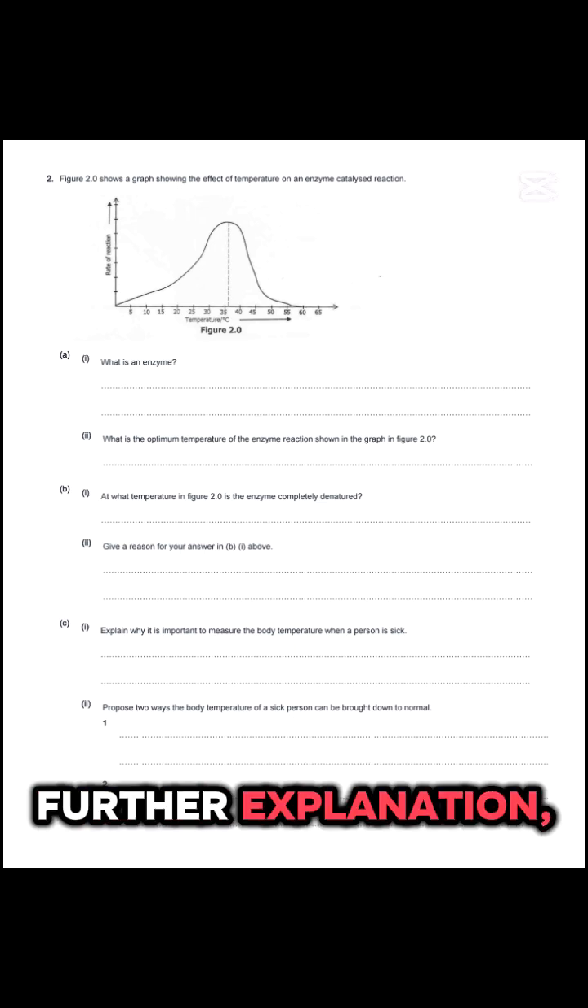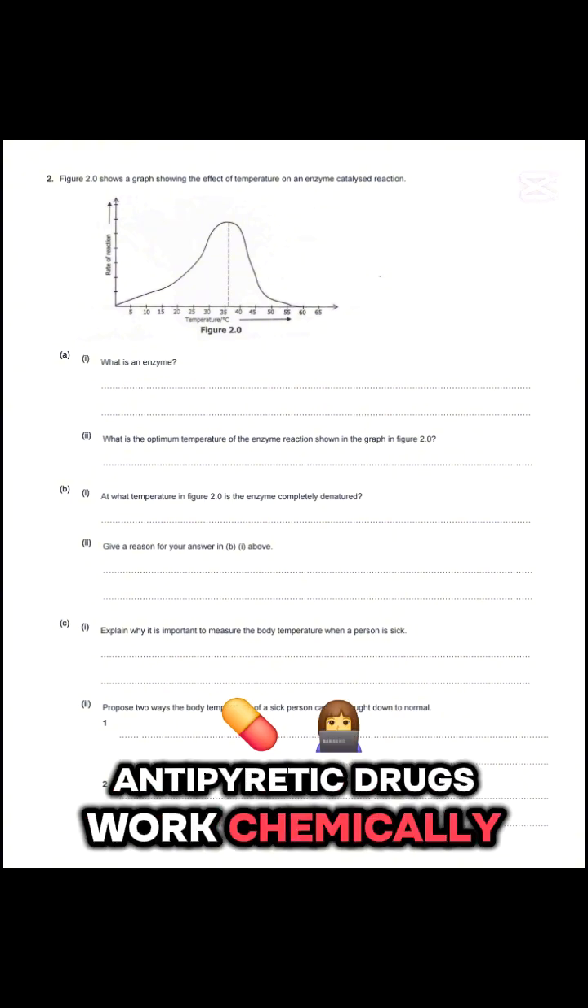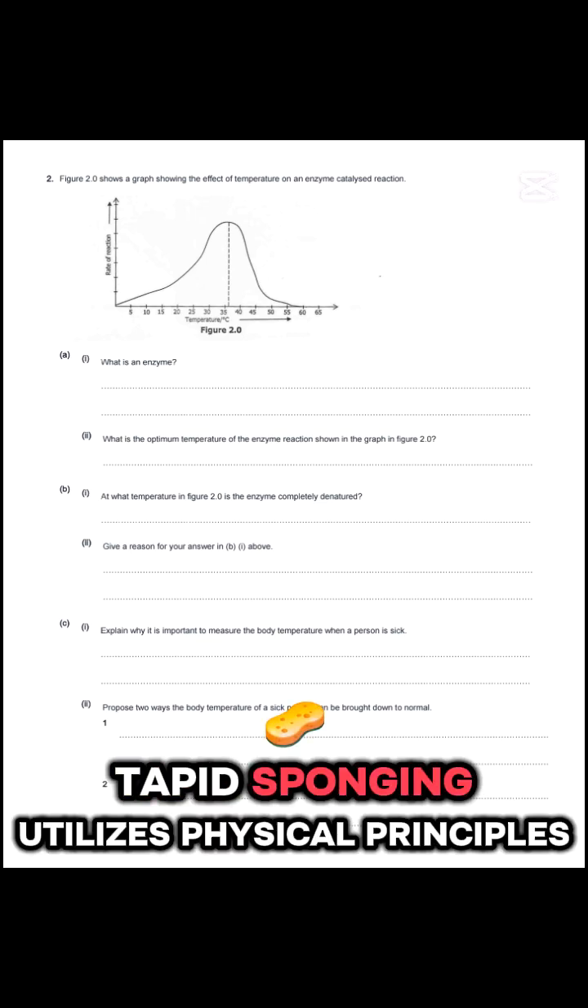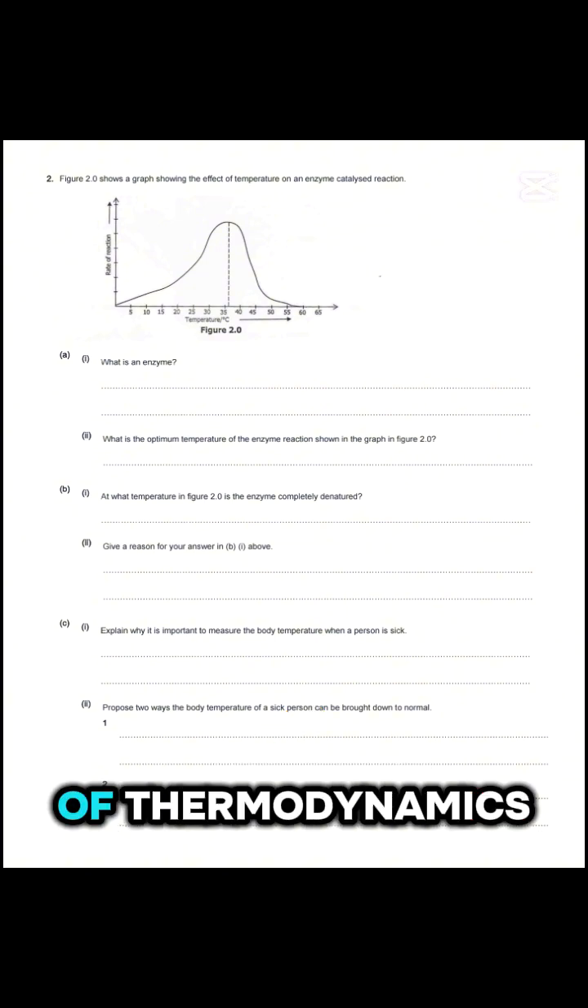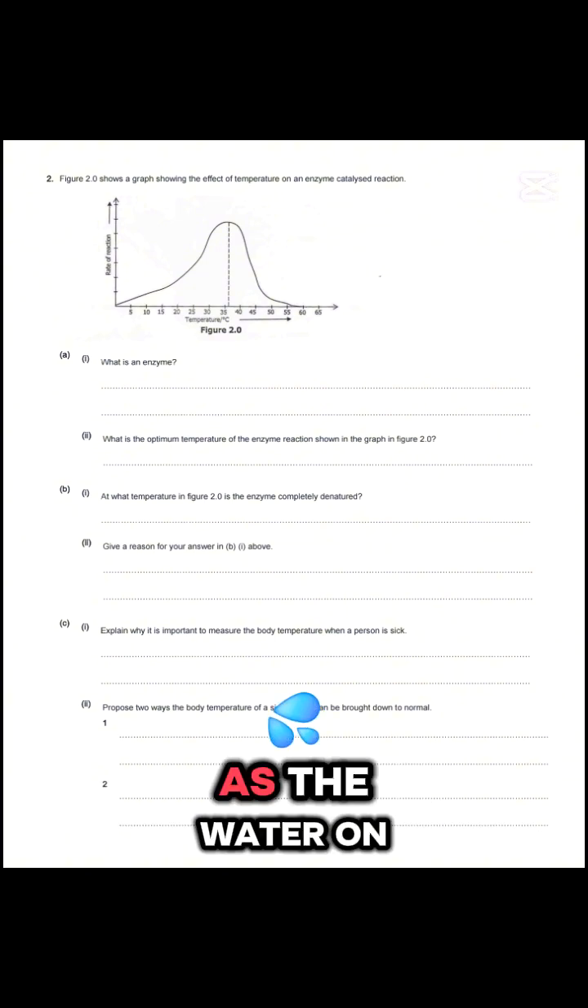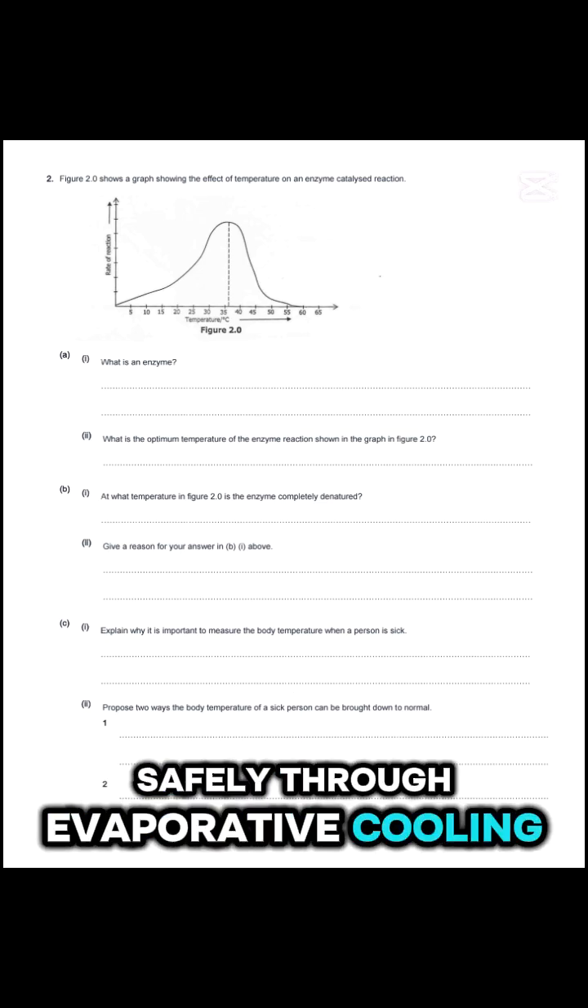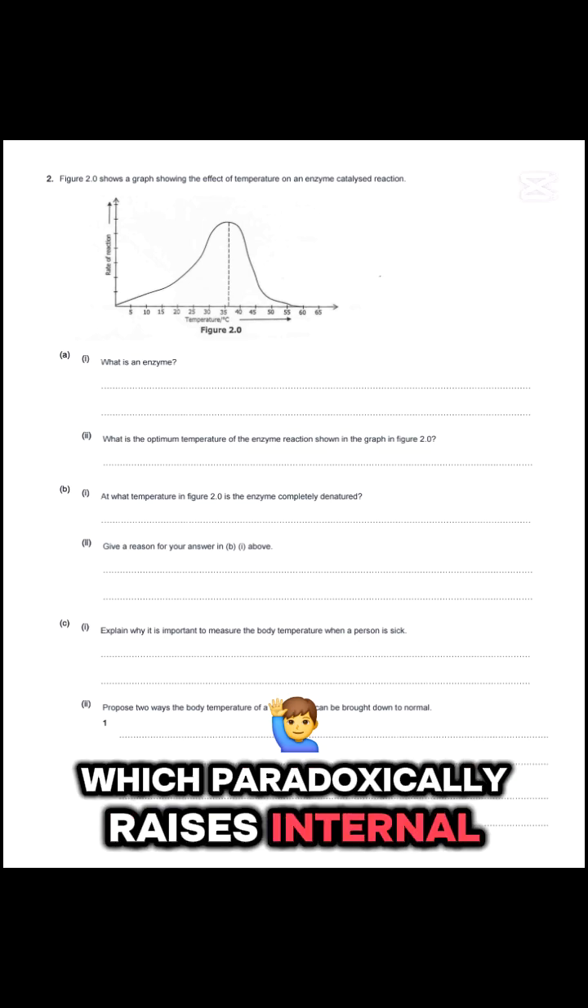Further explanation: antipyretic drugs work chemically by acting on the hypothalamus, the brain's thermostat, to reset the body's target temperature back to normal. Tepid sponging utilizes physical principles of thermodynamics. As the water on the damp cloth evaporates from the warm skin, it absorbs and carries away latent heat from the body, lowering the surface temperature safely through evaporative cooling. Using ice-cold water should be avoided as it can cause shivering, which paradoxically raises internal core temperature.